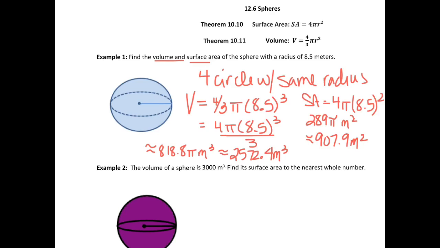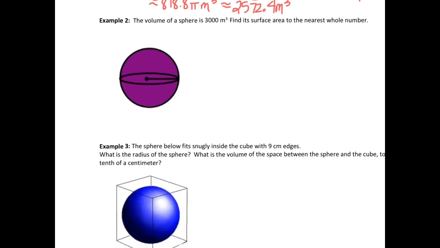Okay, our next example. The volume of a sphere is 3,000 meters cubed. Find the surface area to the nearest whole number. So we need to find the radius. So the volume, which is 3,000, equals 4/3 times pi times the radius cubed. So we're going to divide both sides by 4/3 pi, and then we'll take the cube root of that.